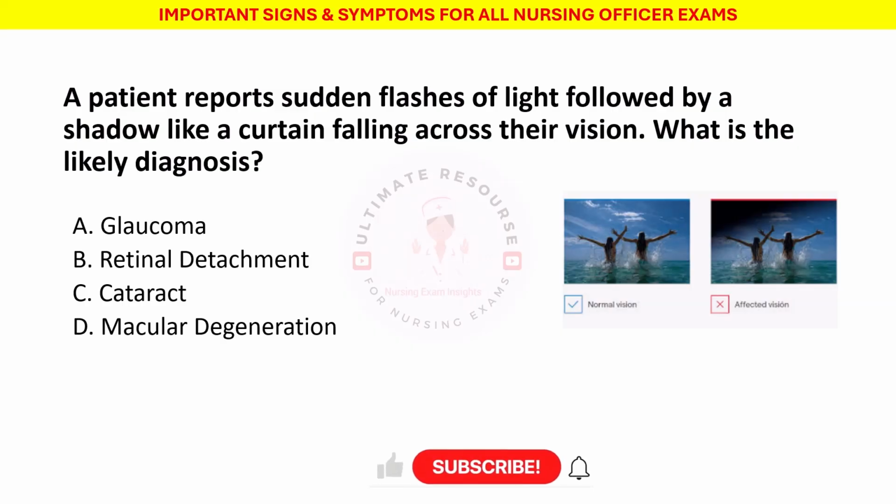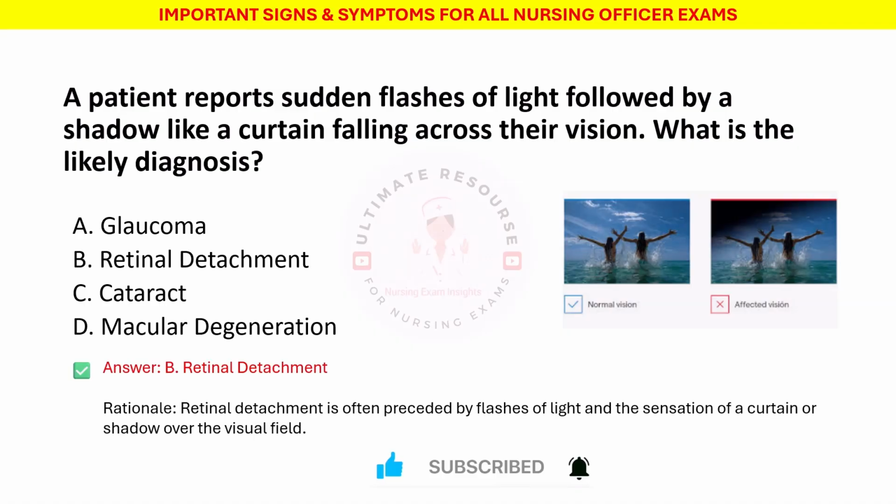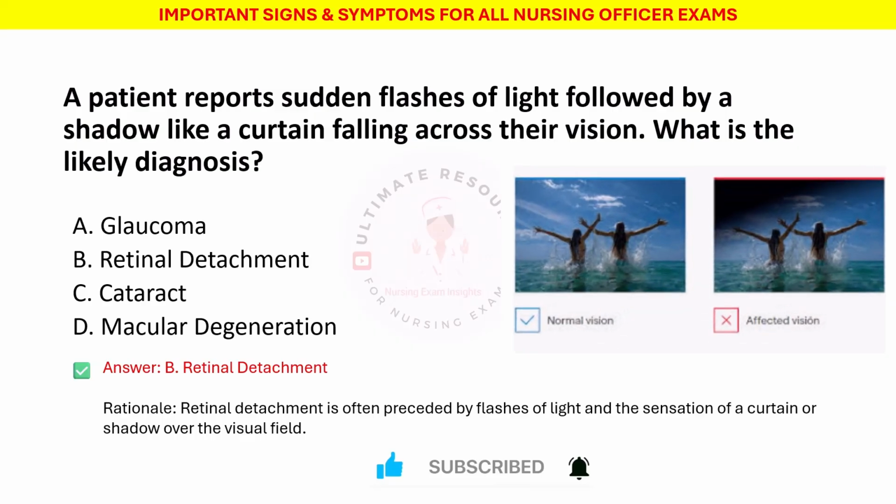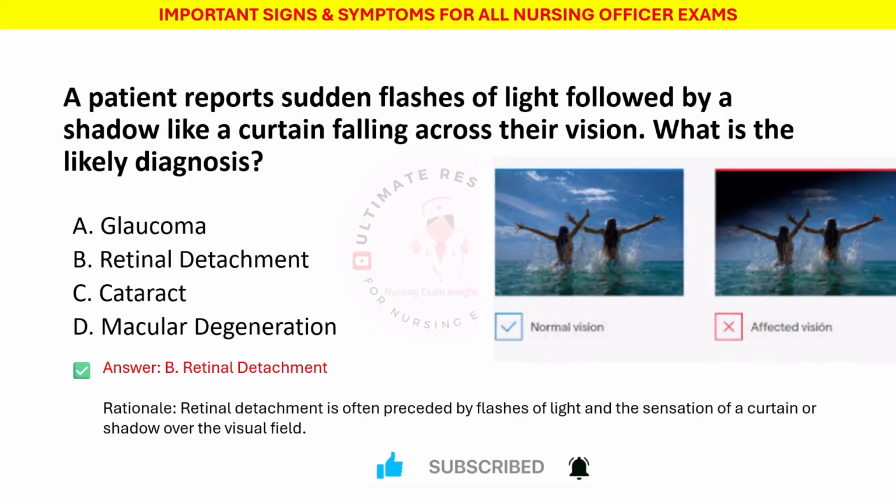A patient reports sudden flashes of light followed by a shadow like a curtain falling across their vision. What is the likely diagnosis? Options are A. Glaucoma, B. Retinal detachment, C. Cataract, D. Macular degeneration. The answer is B. Retinal detachment. Retinal detachment is often preceded by flashes of light and a sensation of a curtain or a shadow over the visual field.